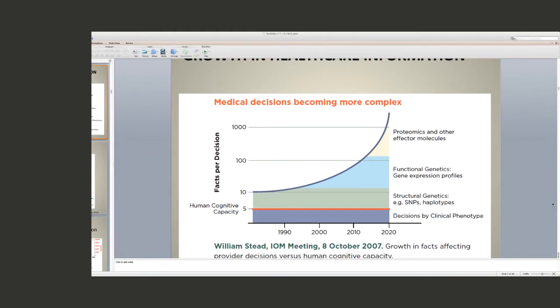We have structural genetics, single nucleotide polymorphisms, haplotypes that are relevant to clinical decision making. How do we incorporate that information? Functional genomic information, gene expression information. How is that integrated? Proteomics, the proteins involved. These things are relevant to clinical decision making. They're coming on board in incredibly fast ways. How do we integrate them into care?